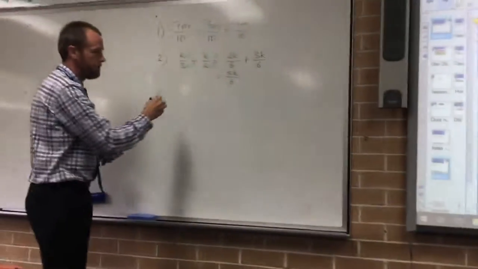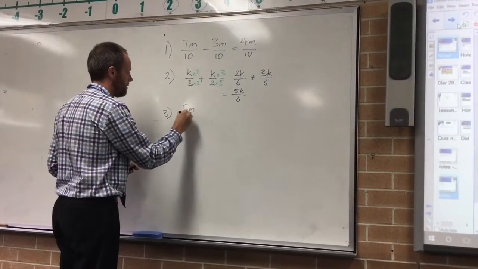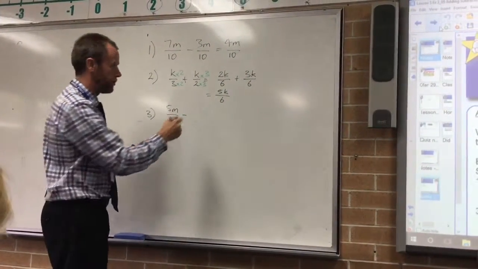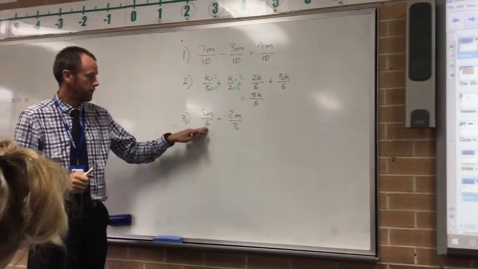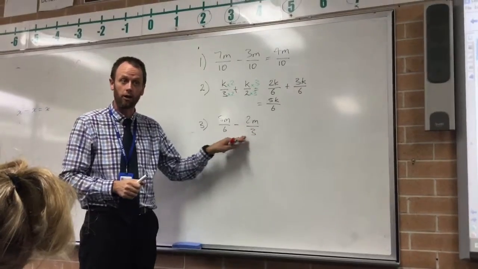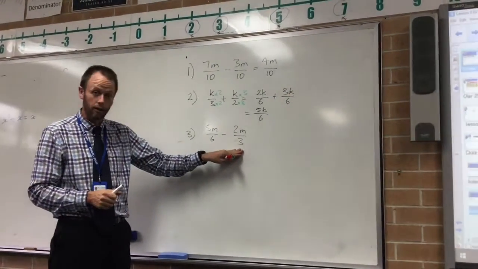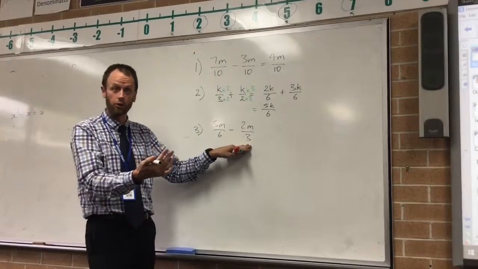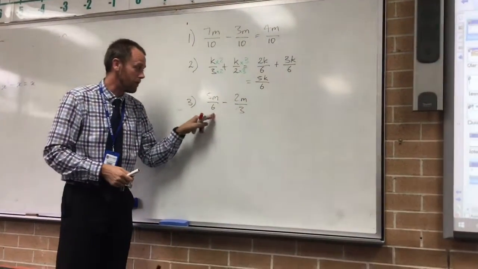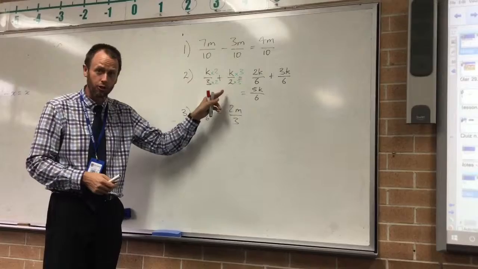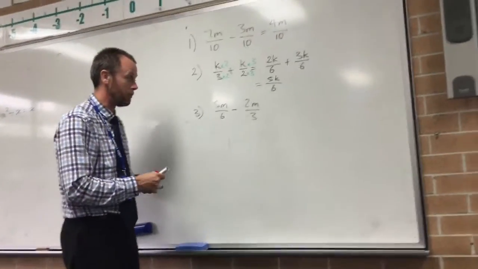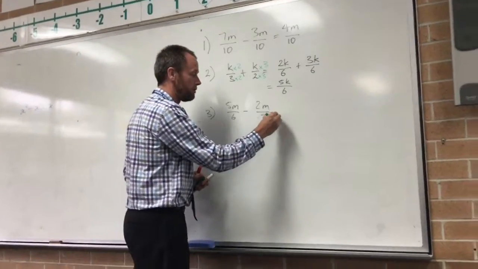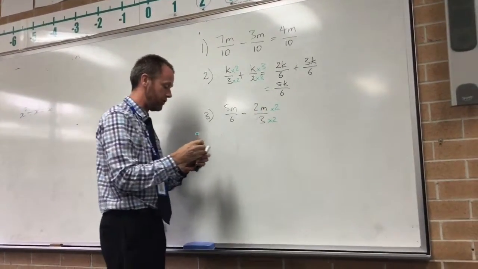For question 3, we have 5m over 6 minus 2m over 3. Again, I notice my denominator is different. I need to have a common denominator. But the second thing I notice, like some of our examples earlier, is that actually 3 will go into 6. So I don't just do 3 times 2, I can actually leave this one alone, because in effect, it will stay over 6. And all I need to do is multiply this one by 2.